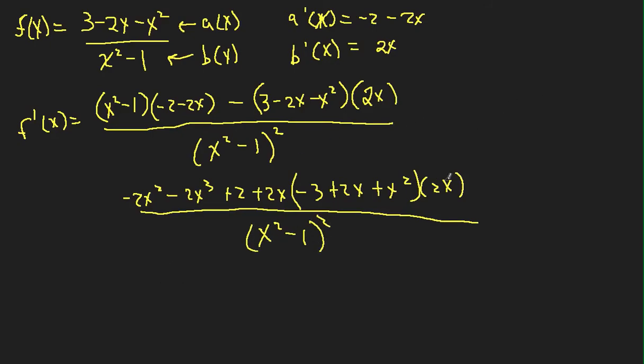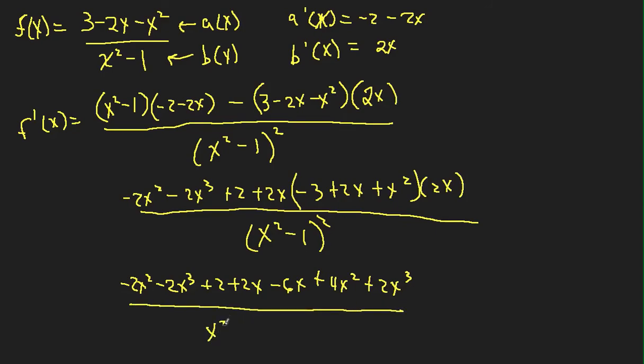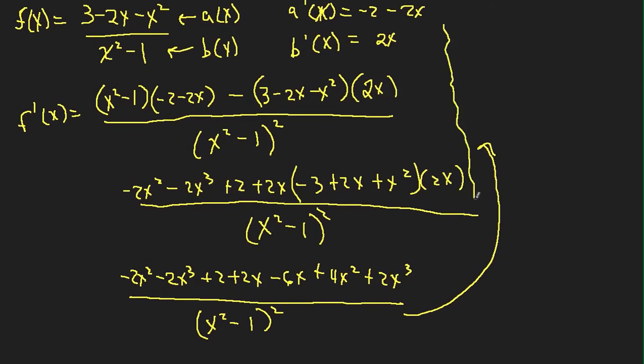So now the next thing is to distribute. Let me rewrite everything. So I have negative 2x squared minus 2x cubed plus 3 minus 2x. I'm going to distribute this 2x to this parentheses. So we have negative 6x plus 4x squared plus 2x cubed. And again, this is all over x squared minus 1 parentheses squared, which is our second function right here. Okay, I'm going to simplify it.